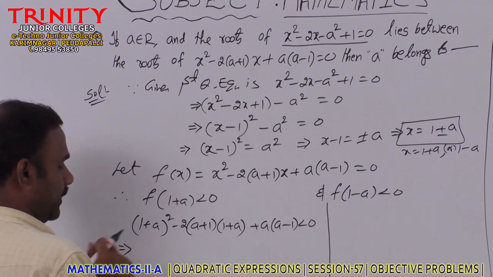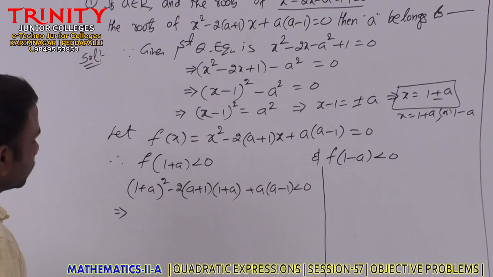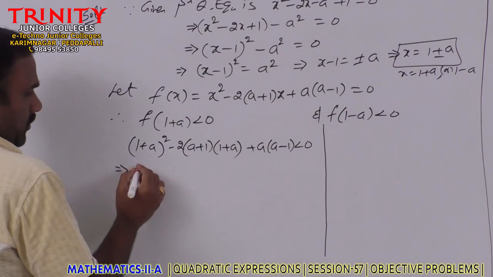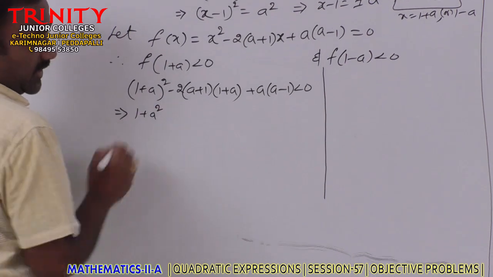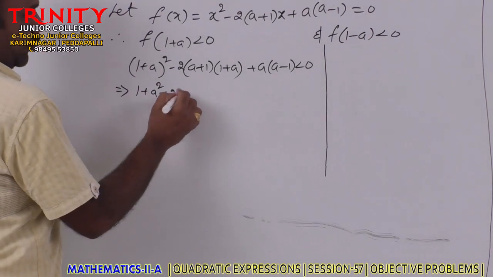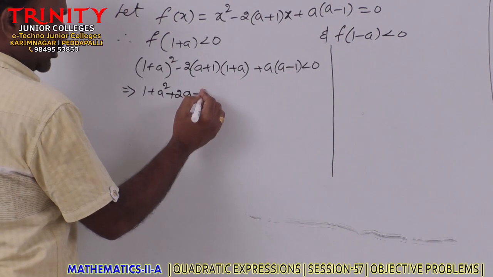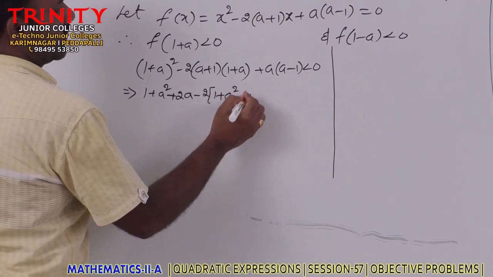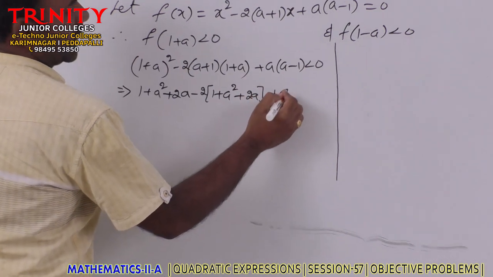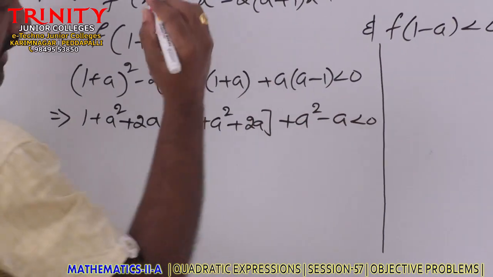Simplify it. What will we get here? 1 plus a whole square, 1 plus a square plus 2a, minus 2 of 1 plus a square plus 2a, plus a square minus a is less than 0.